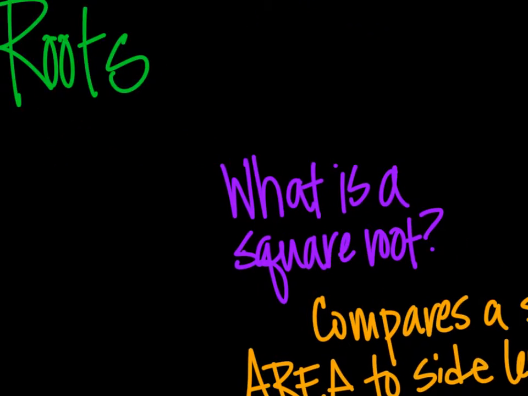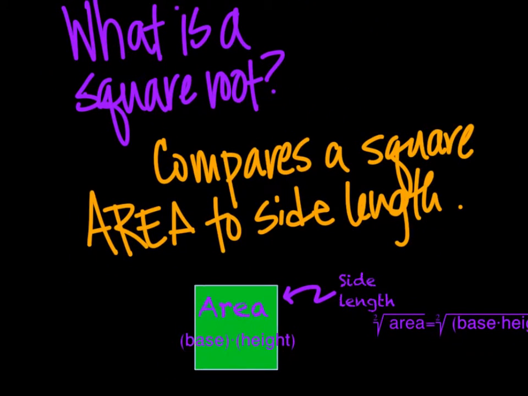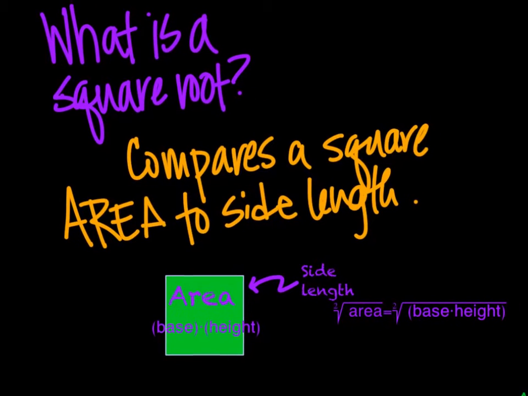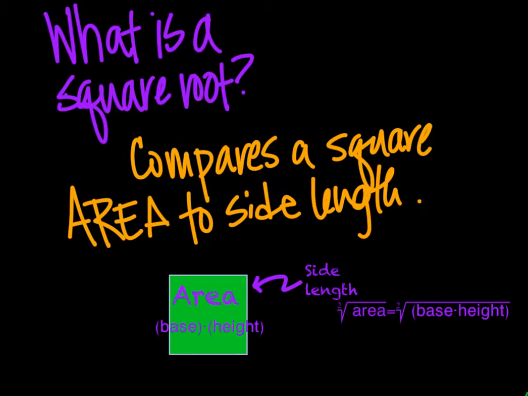Let's figure out first, what is a square root? A square root, quite literally, is a comparison of square area to side length. So looking at this, we have a square with side lengths indicated. We know the area of a square is base times height, or side times side, or side squared. Based on that, if we know what the side lengths are, we could figure out the area, or if we know the area, we should be able to figure out the side length.